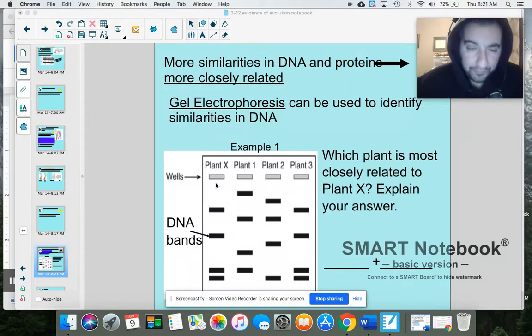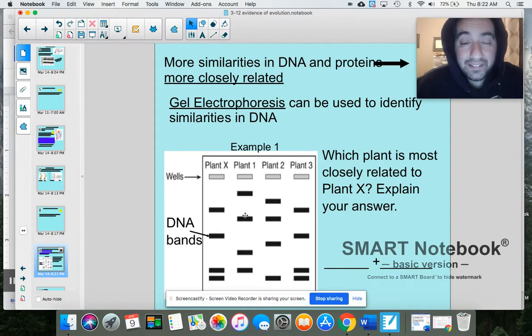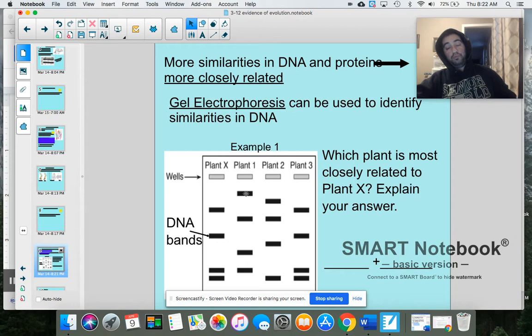So plant X, all right. Is plant 1 similar to plant X? Are the DNA bands closely next to or related? We're going to have to say no, right? Because look at plant 1. The first DNA band's up here. The first DNA band for plant X is down here. So X out plant 1.